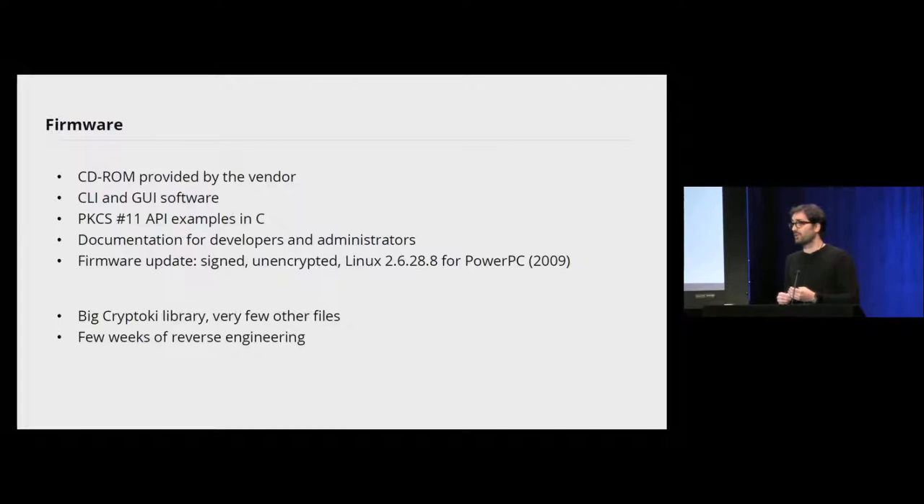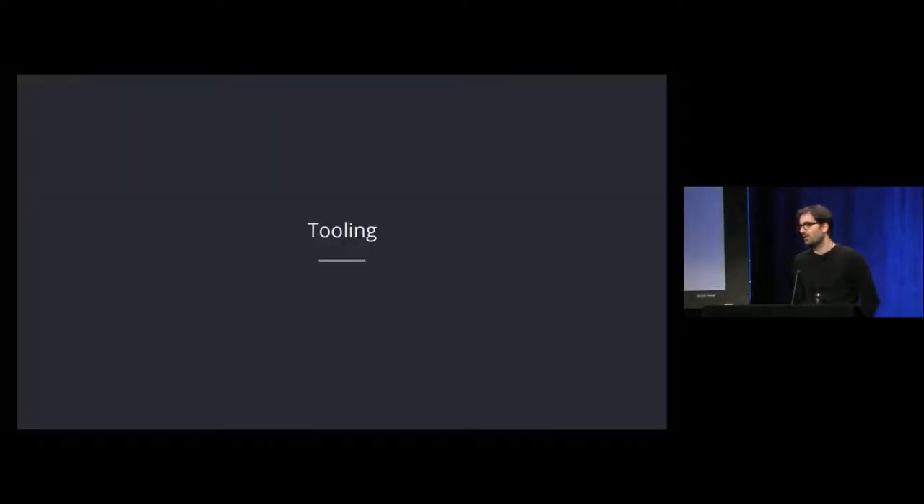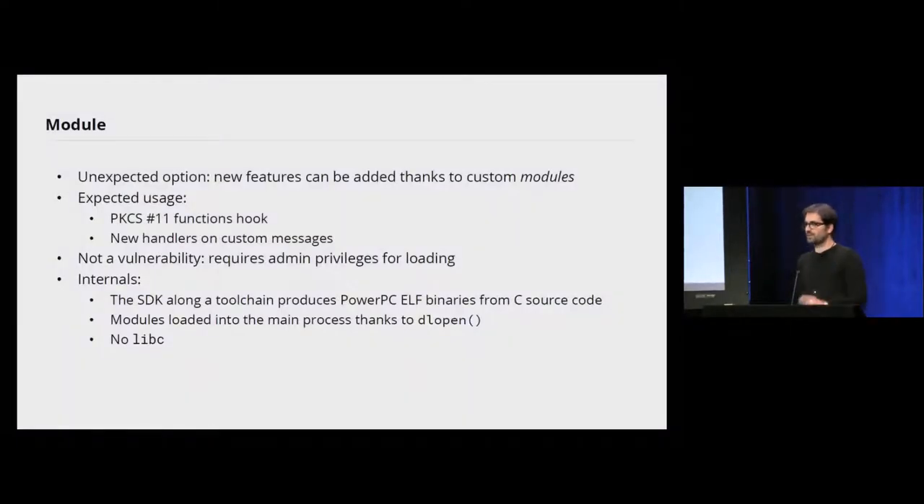We saw that it was actually running an old Linux kernel that was released 10 years ago. So we were sure that everything was not really up to date on that device. It contained a big library that actually embedded all the cryptographic implementation. We spent a few weeks doing reverse engineering on the library. This was not enough to get precise insight into the internals of the device. And looking at the features, we saw an unexpected option on this device: we are able to load code on it using custom modules.